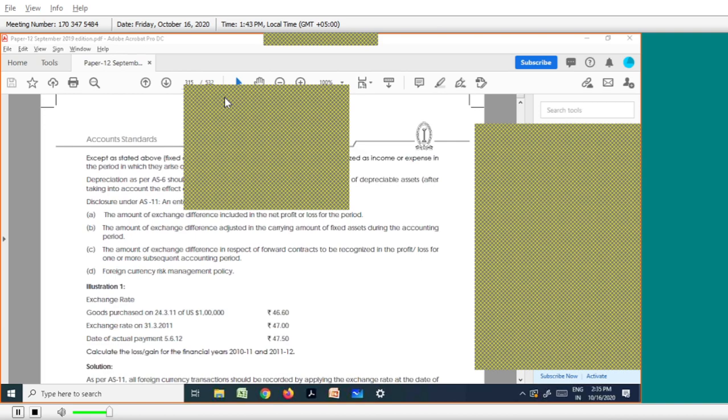Initial recognition, that is the first step actually. Initial recognition means the date of transaction. Whatever rate is available, that rate we have to apply. Which date is the initial recognition date here? Tell me. When is the transaction started? When is the purchase happening? Just message me the initial recognition date.